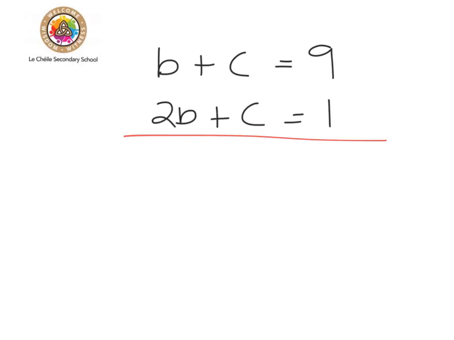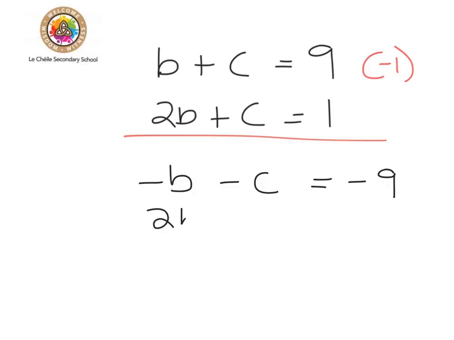I'm going to solve them as I would any normal simultaneous equation, which means I want to get my b's to cancel or I want to get my c's to cancel. The easiest thing probably here is to get the c's to cancel, so I just need one of them to be a plus and one of them to be a minus. So what I'm going to do is multiply this top line here by -1. If I do that, remember you must multiply everything by -1. So I will get minus b minus c equals -9. My bottom line I've kept the same, which is 2b plus c equals 1.